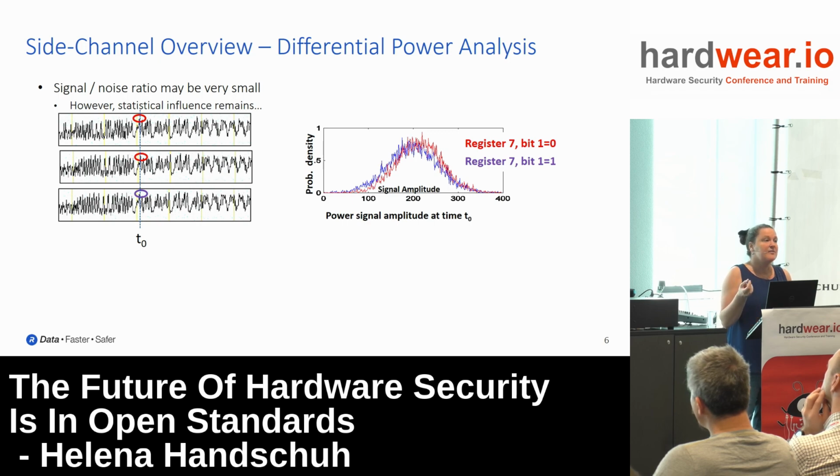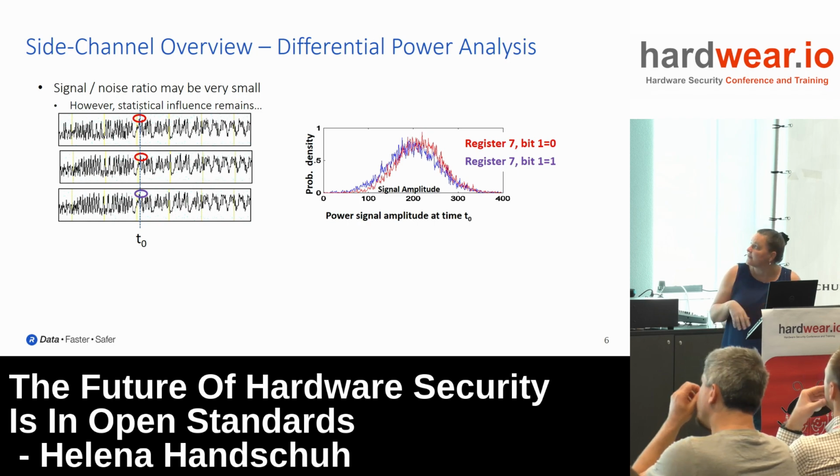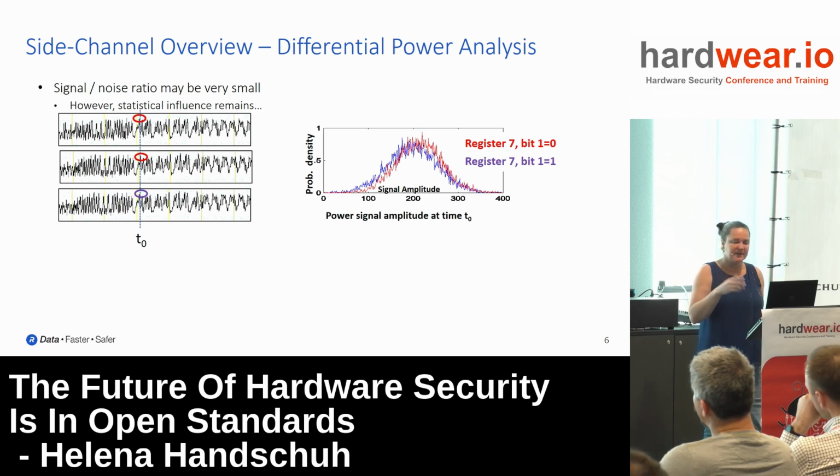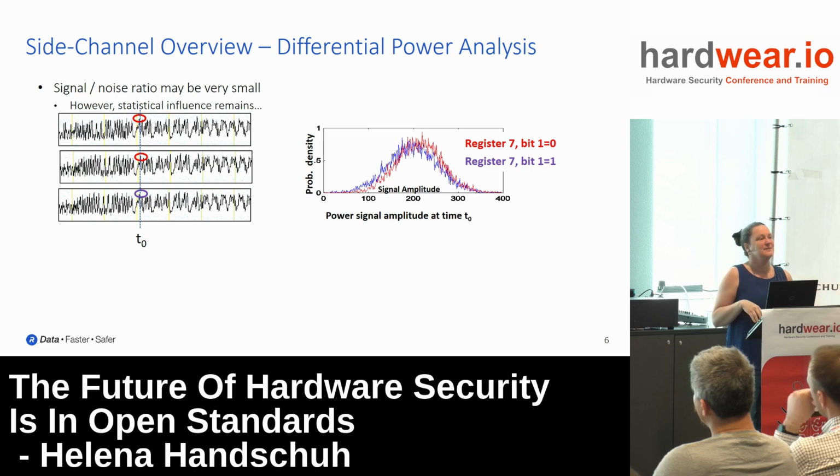It happens to be that whenever this bit is either 0 or 1, the power consumption will be slightly different. If you look at it straight, like that, you don't see it. But if you take a lot of different traces and combine them, statistically you will see a difference in where the center of the signal amplitude is located. In this graph, the red graph shows what happens when the bit is 1, and the blue one represents what happens when the bit is 0. I think it's the opposite, sorry. Anyway, there's a difference, and if you have enough traces, you will see it.